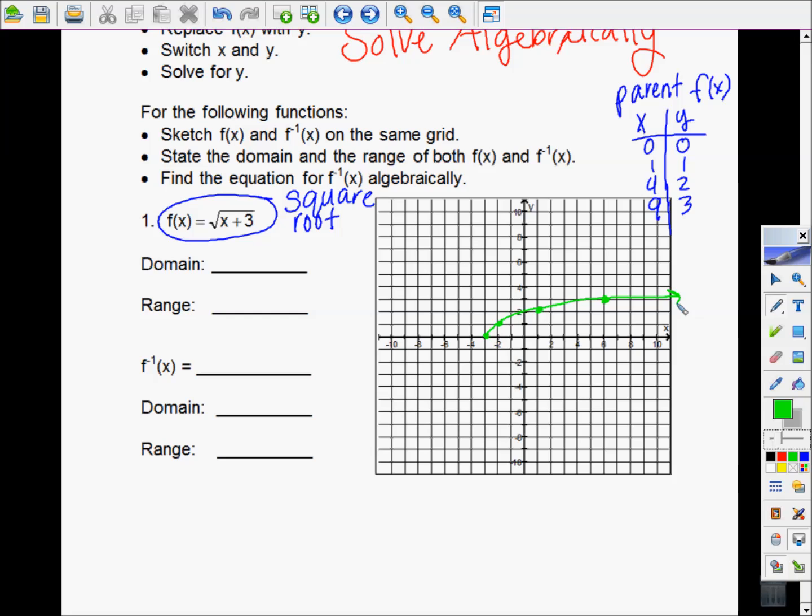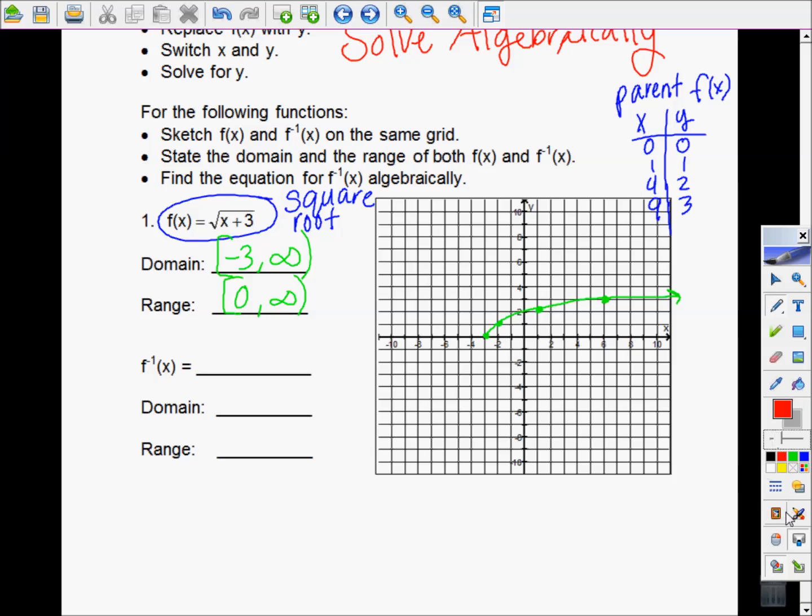What is the domain? -3 to positive infinity. What are my endings? Bracket and a parenthesis. Alright, what about range? 0 to positive infinity. And what is my bracket and parenthesis? Alright, inverse tells me that I can take this function and I would do what?